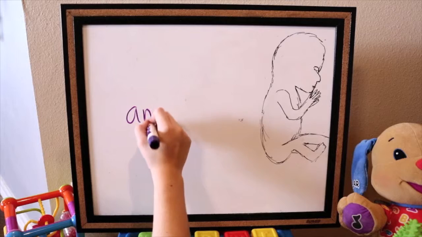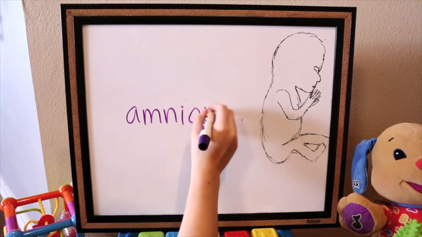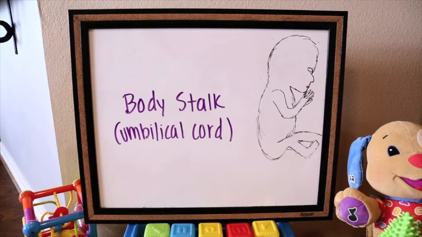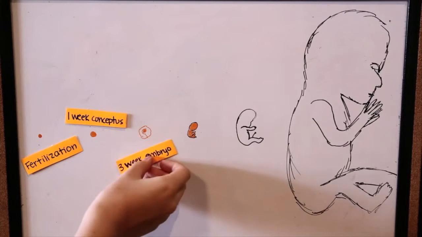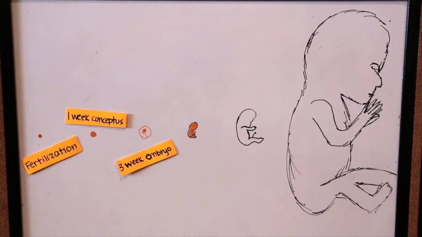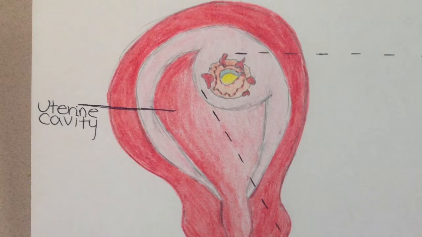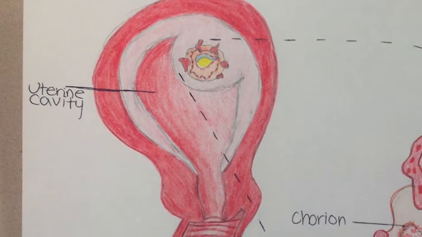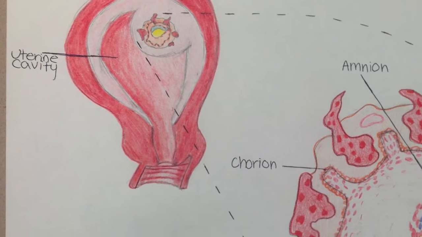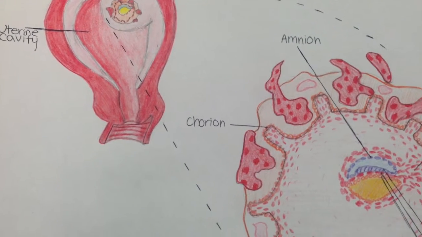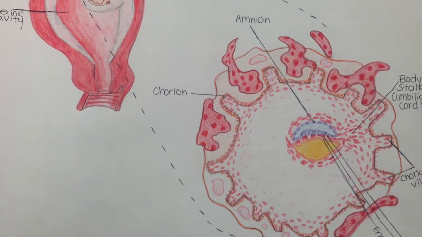The embryonic body is now surrounded by a fluid-filled sac called the amnion, and it is attached to the placenta by a stalk of tissue containing blood vessels called the umbilical cord. By the 3rd week, the placenta is delivering nutrients and oxygen to the embryonic blood and removing its wastes. You can see a more detailed version of this stage in this drawing, which shows a developing embryo at about 18 days.